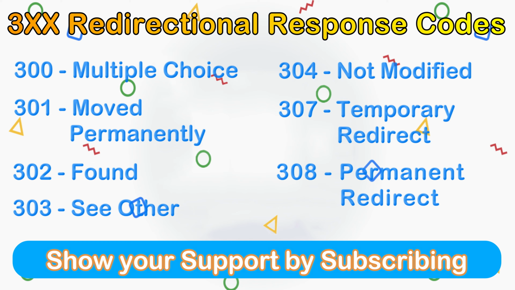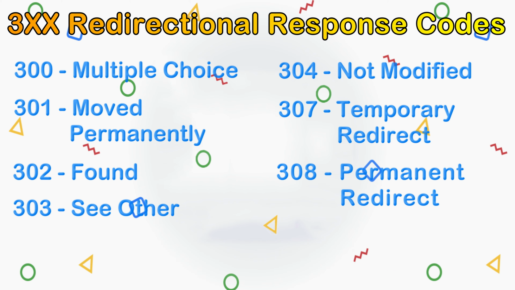This has the same semantics as the 301 HTTP response code, with the exception that the user agent must not change the HTTP method used. If a POST was used in the first request, a POST must be used in the second request.